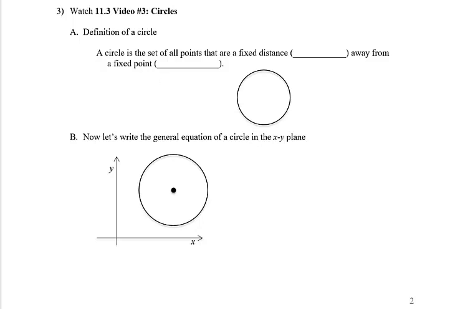That might sound a little complicated. Let's break it down. The fixed point is often referred to as the center of the circle, and the fixed distance is often referred to as the radius of the circle. Let me see if I can use the picture to illustrate this. The idea is there was some fixed point here at the center. Notice that the center is not a part of the circle itself.